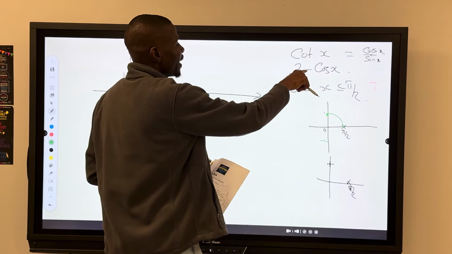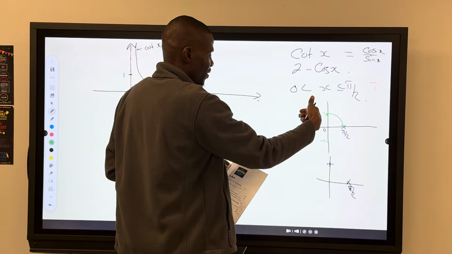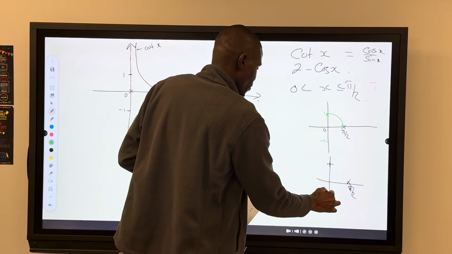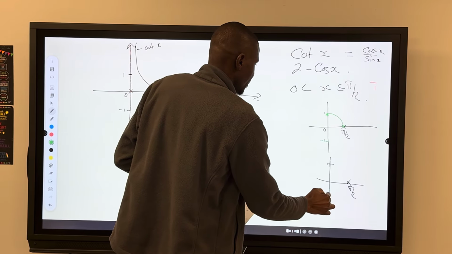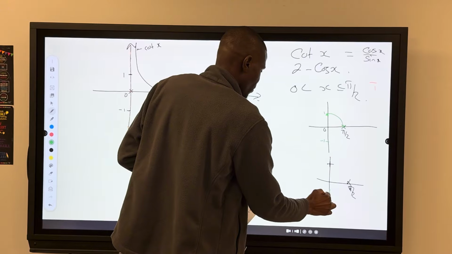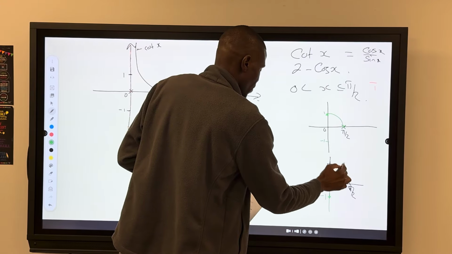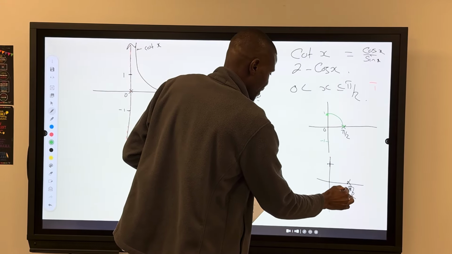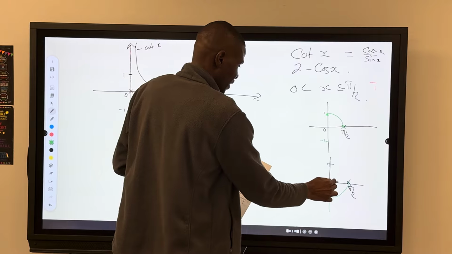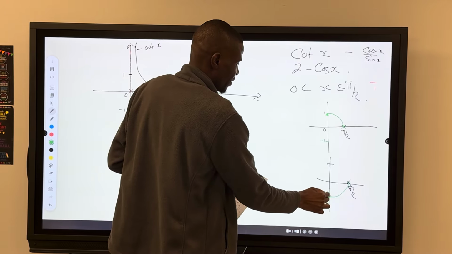Then negative means we are reflecting over the x-axis. So when we reflect over the x-axis, we have our negative 1 here, then we have our 1. So the graph will be like that, right? This is the portion of the graph that we have.